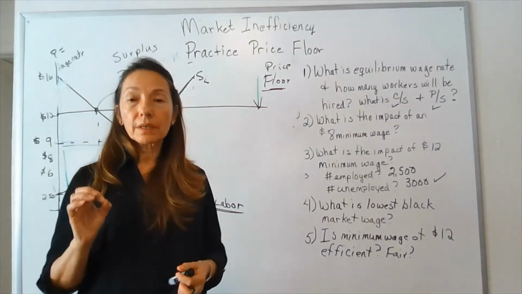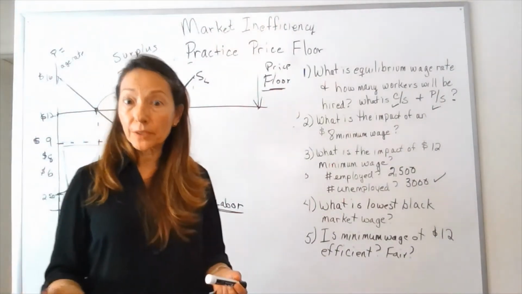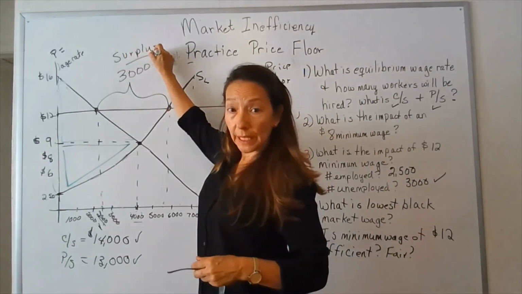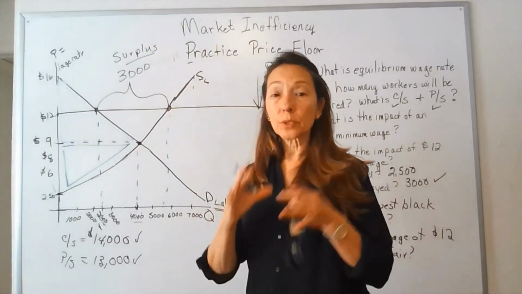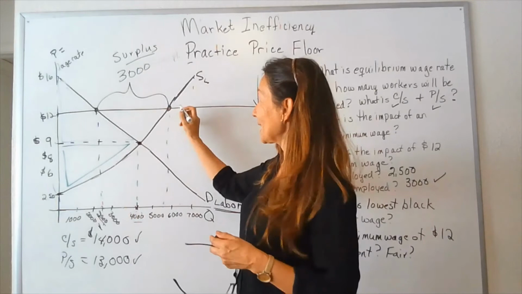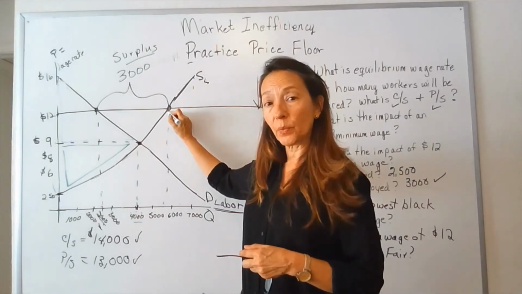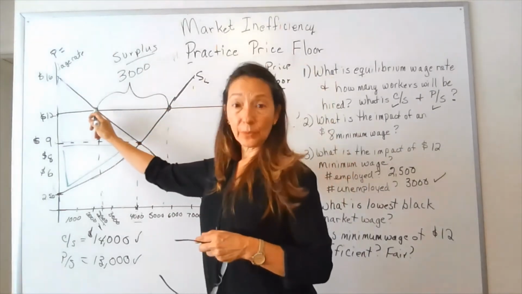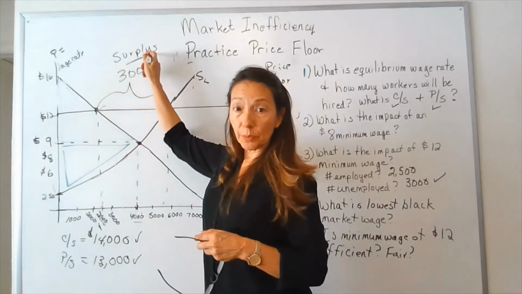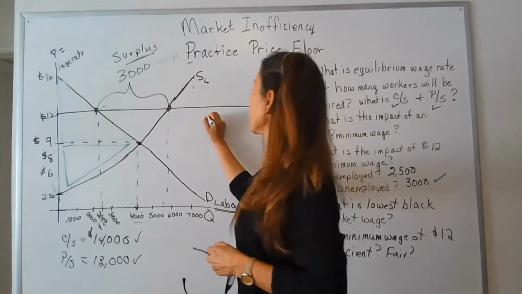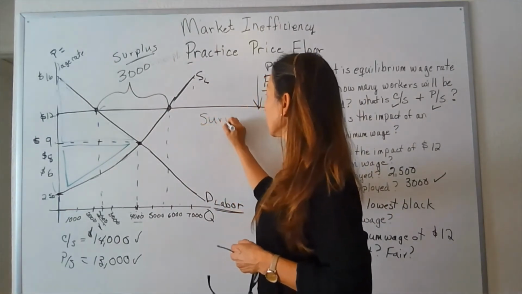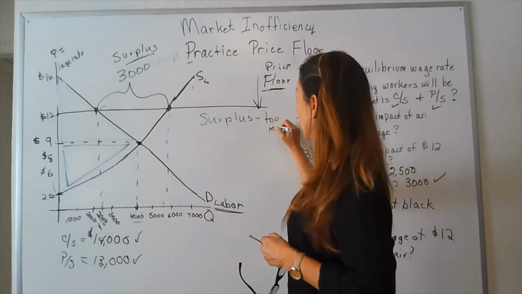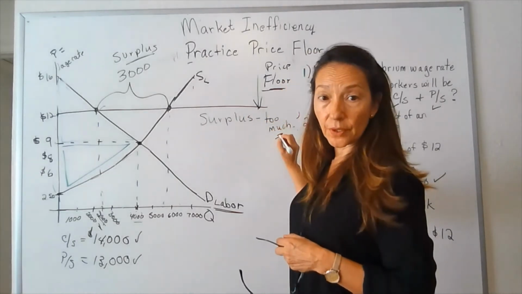Okay, so there's some verbiage that you need to be aware of. The term surplus, which we've used before, means too much. In this case, because of this price floor, this minimum wage, we have more workers willing to work at $12 than we have jobs. So we have a surplus, meaning too much. So that's one term you need to be aware of. Too much. Write this down in your notes.